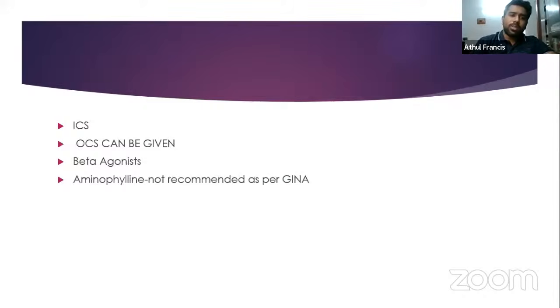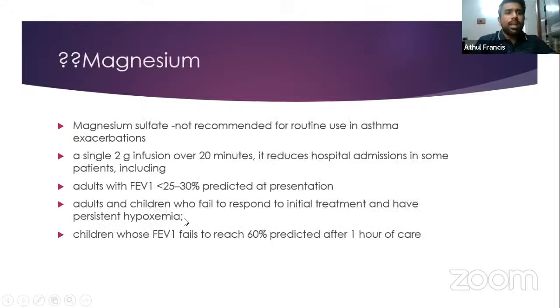Inhaled corticosteroids are the mainstay. Beta agonists can be given. Inhaled corticosteroids can be given. OCS can be given. Aminophylline is not at all recommended as per GINA guidelines. Now the other drug which is commonly mentioned in textbooks is magnesium sulfate. How useful is magnesium sulfate in exacerbation? It's not recommended for routine use in asthma exacerbation.